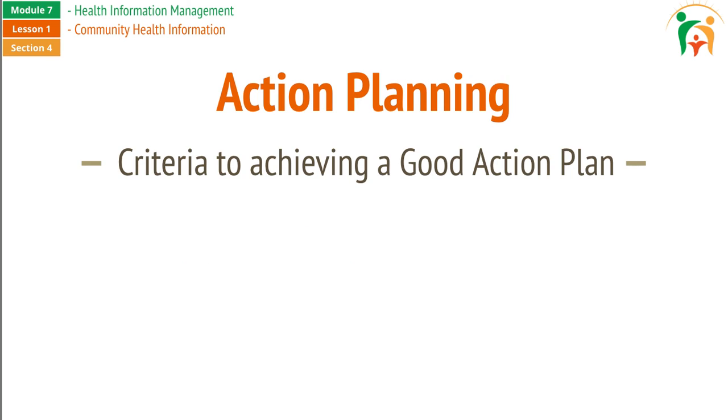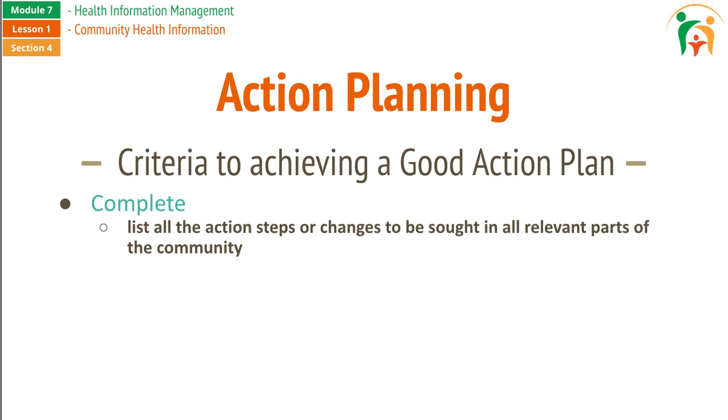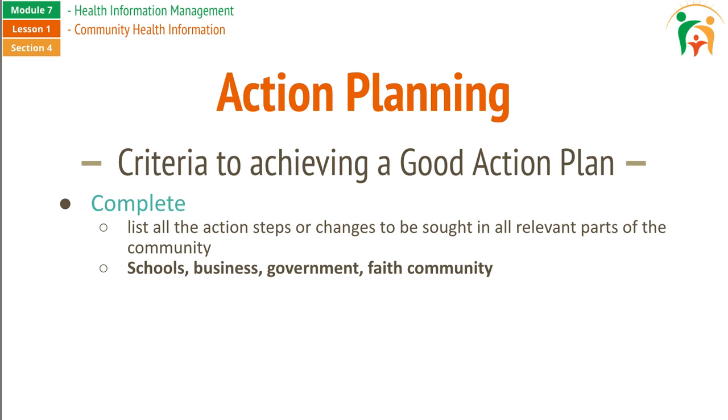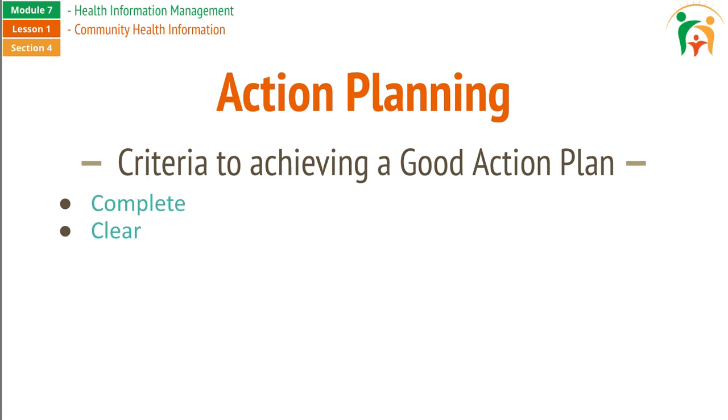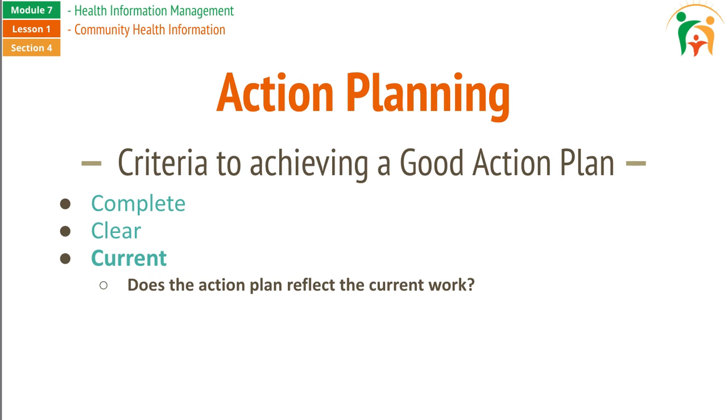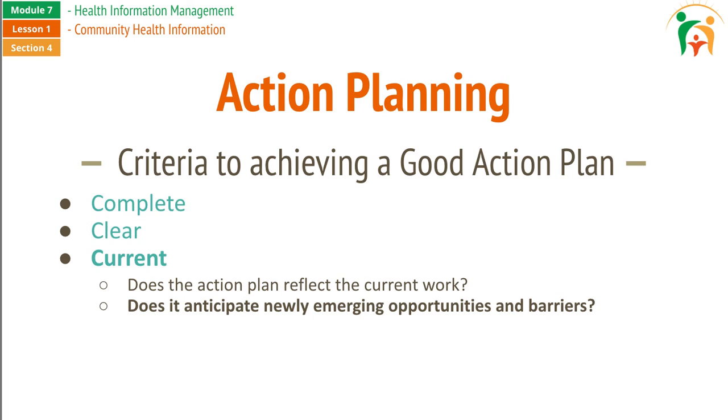Criteria for achieving a good action plan. Complete: list all the action steps or changes to be sought in all relevant parts of the community: schools, business, government, faith community. Clear: it is apparent who will do what by when. Current: does the action plan reflect the current work? Does it anticipate newly emerging opportunities and barriers?